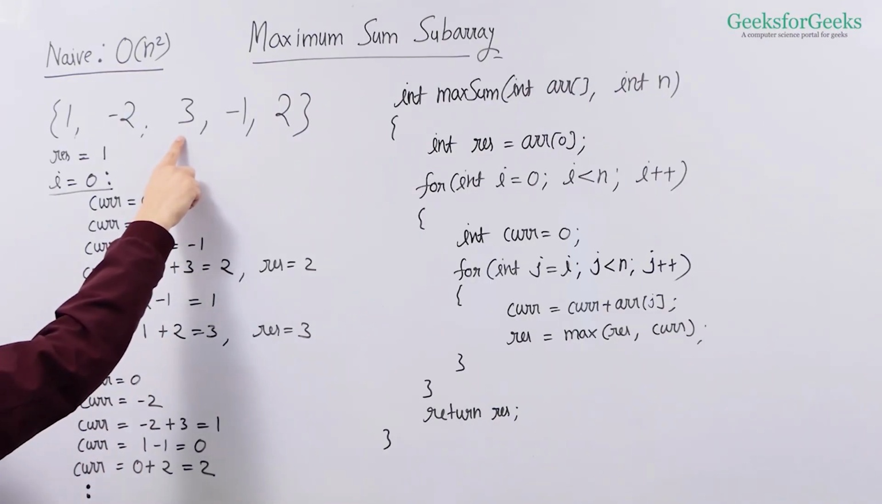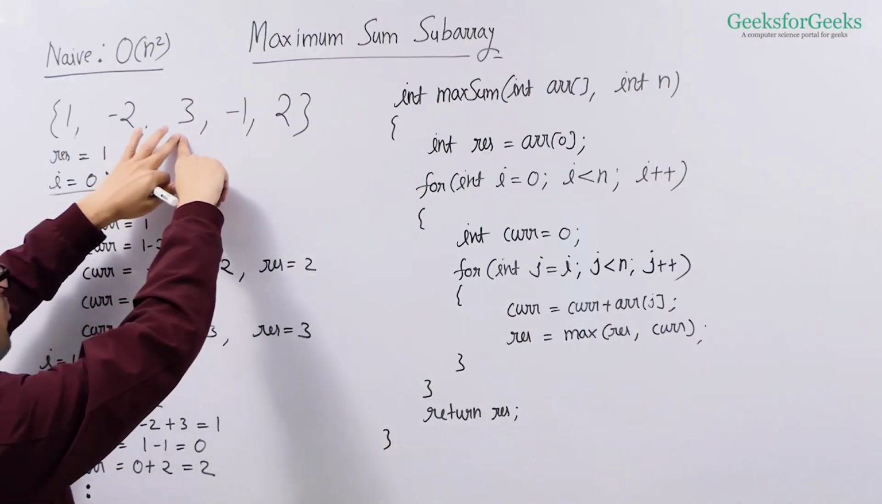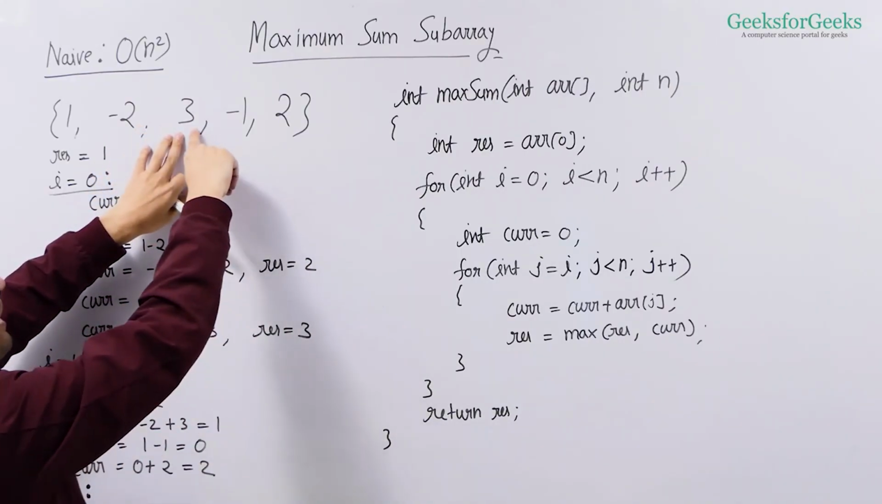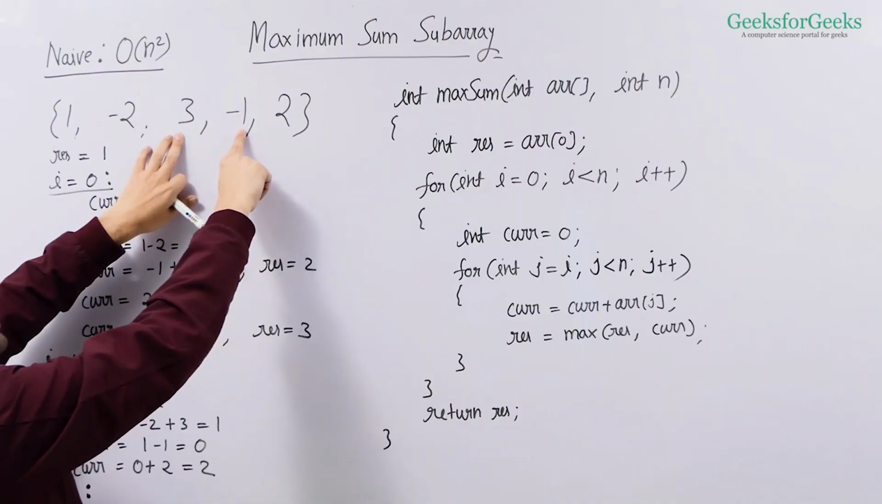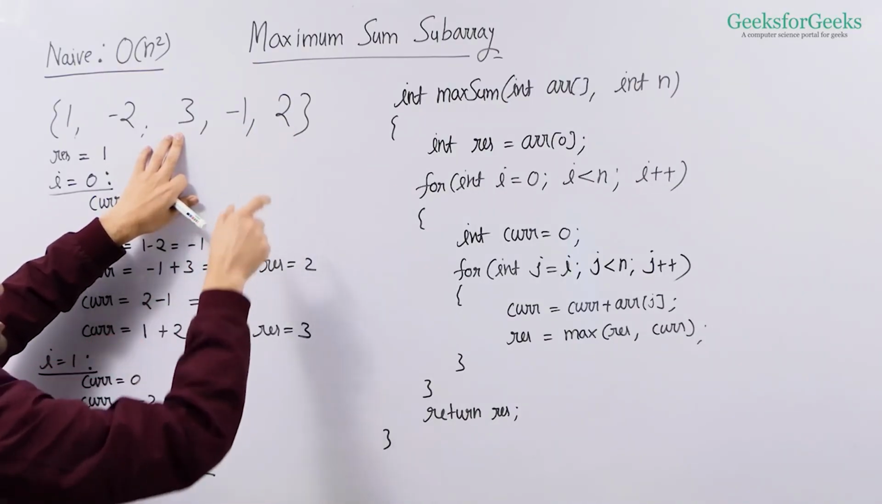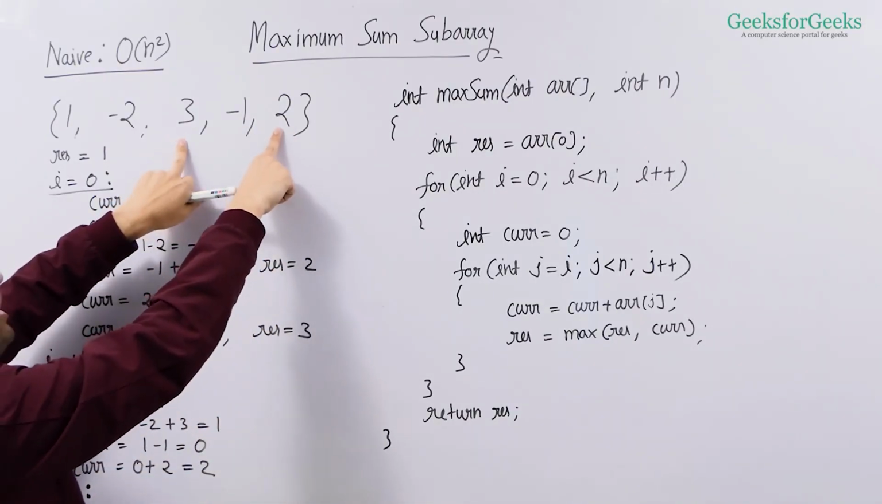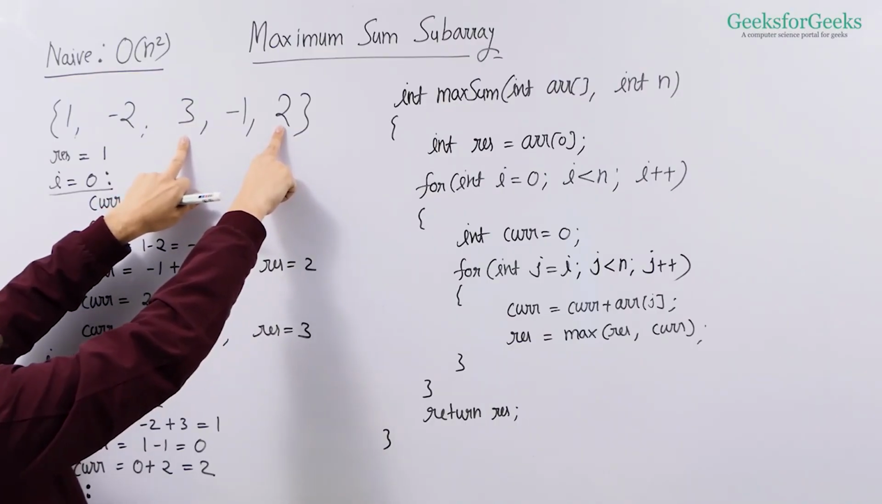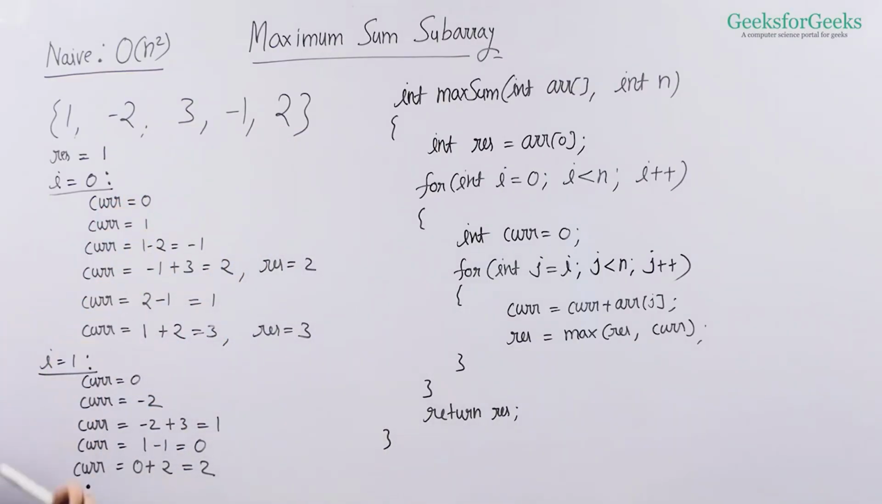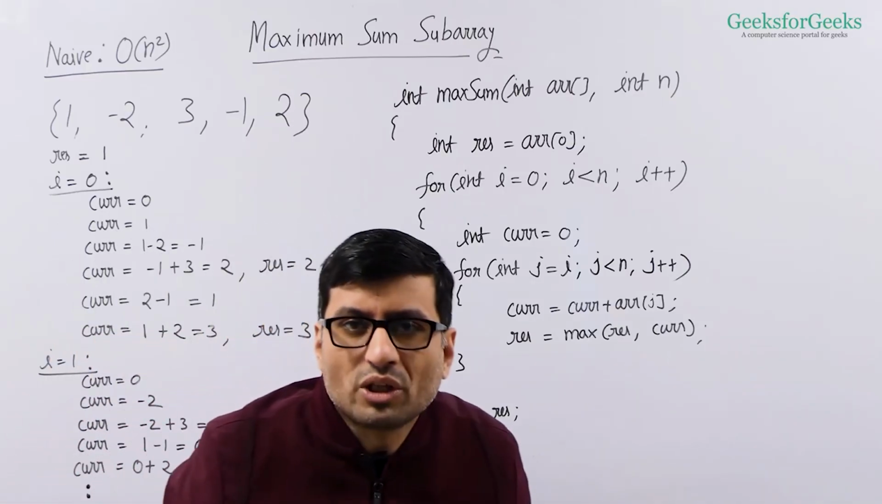When we come for i equal to 2, we find the sum more than result, right? We will find the sum as 3 minus 1, 2 plus 2, 4, which is more than current result. And at this point, we will update the result and this is the final value. And then we will return the result as 4. So this is how the solution works.